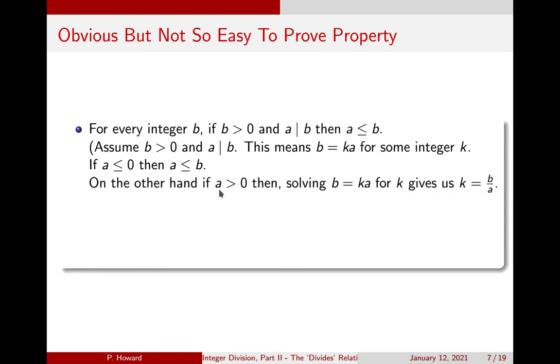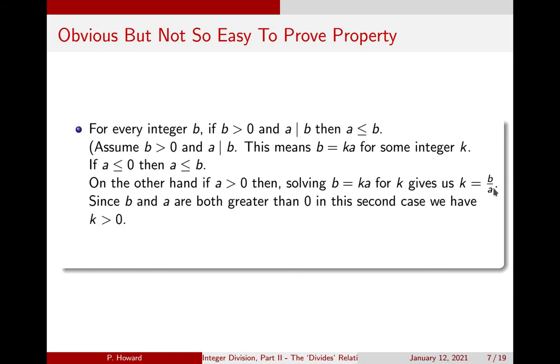On the other hand, if a is greater than 0, then we solve the equation b equals ka for k, and that gives us k equals b over a, which tells us that k is greater than 0, because in this second case b and a are both greater than 0, and k is the quotient of those two positive integers. So in the second case, k is greater than 0. Since k is an integer, being greater than 0 means it has to be greater than or equal to 1.